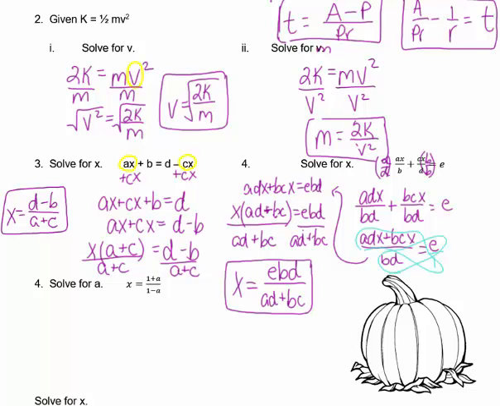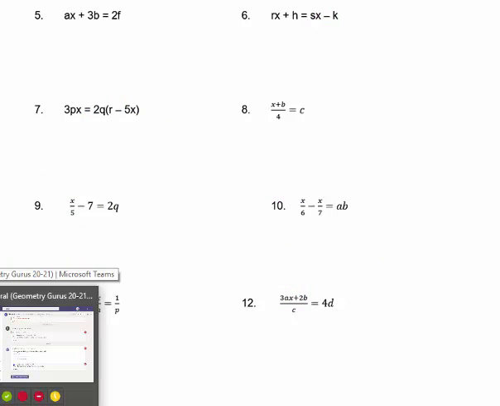Great, let's go to the other side. Number 5, we have to solve for x. And so we'll just move the 3b to the other side, giving me ax equals 2f minus 3b, and finally just divide both sides by a, giving me x equals 2f minus 3b all over a.